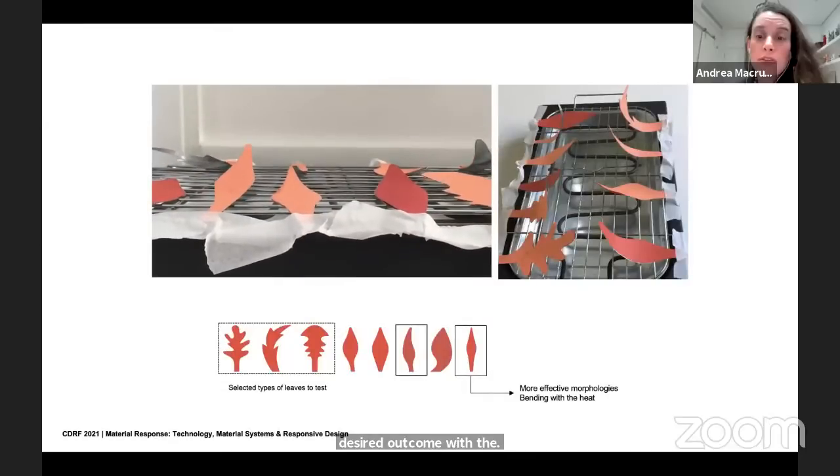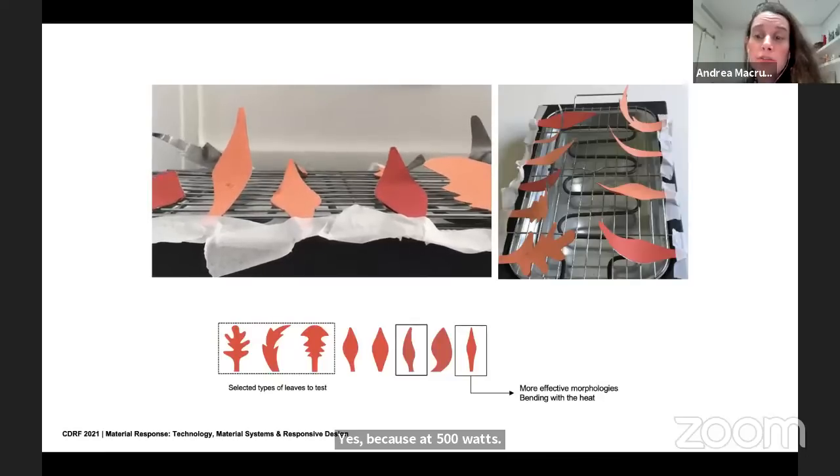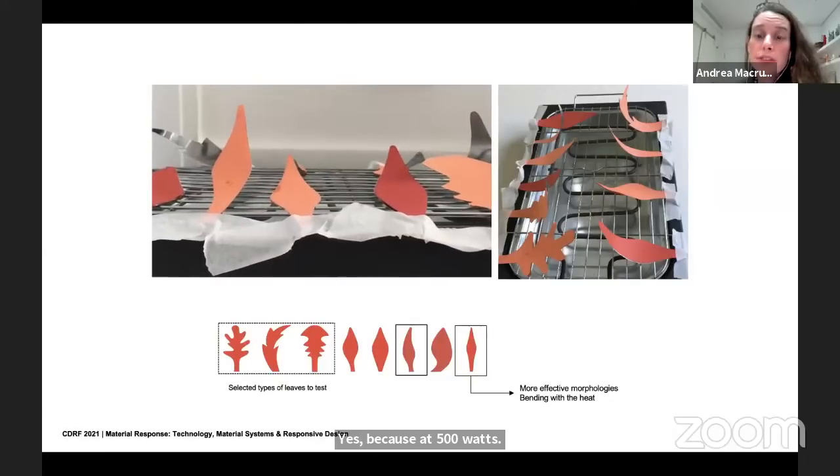Yes, because at 500 watts, the biomaterial bends. So the higher the temperature, the more the metal deforms and the more responsive it is. And the activation temperature for the thermochromic paint is 30 degrees Celsius. So the decision was made to utilize the morphologies that bended best with the heat.